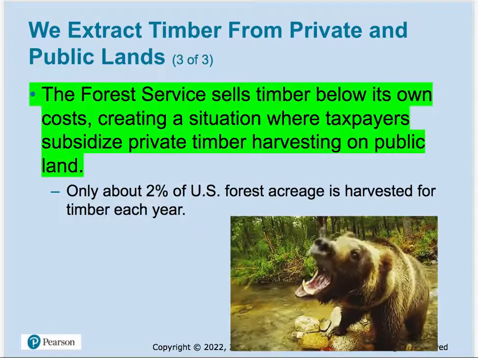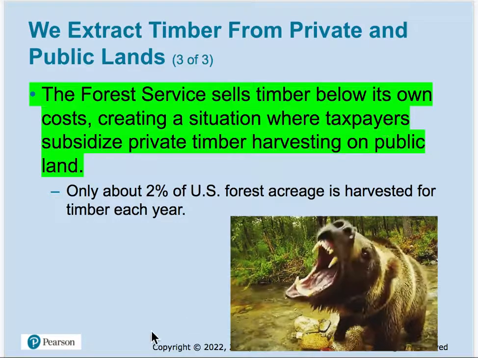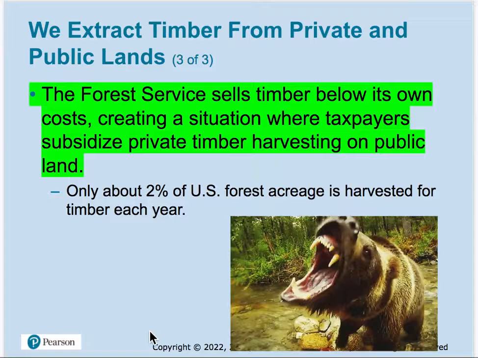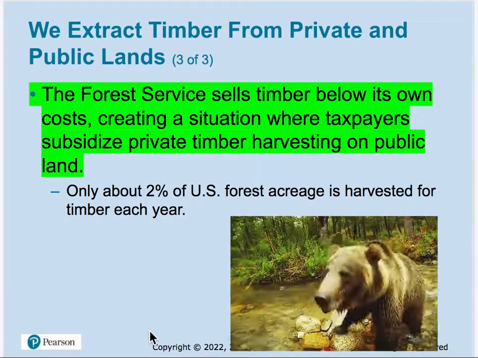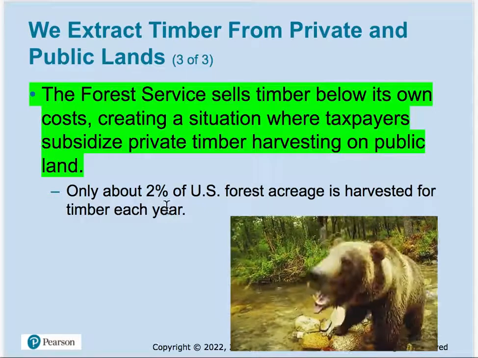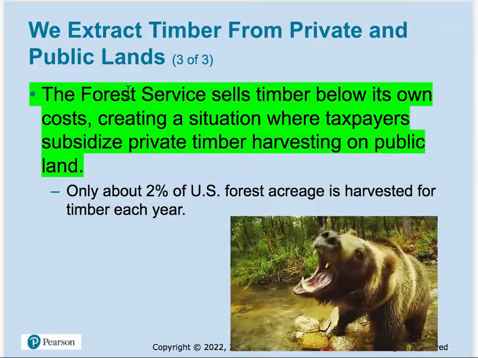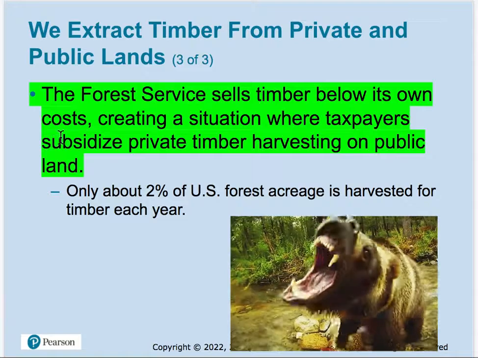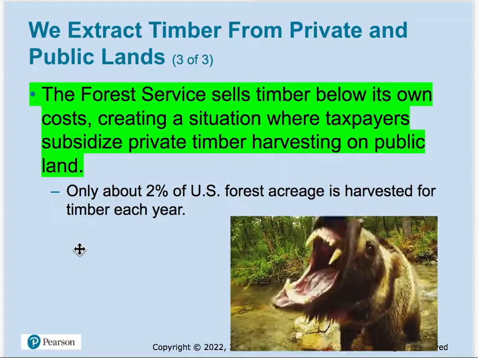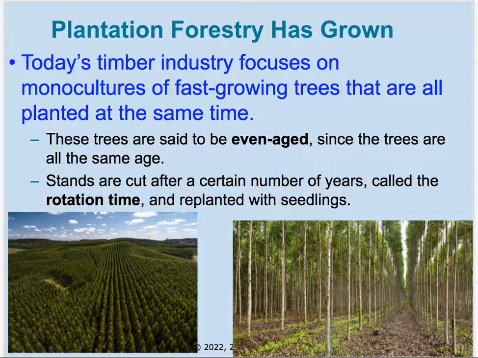meaning people can decide, because they own this land, if they're going to use it for timber or not. The Forest Service does allow some trees to be harvested on our public lands. Only about 2% is harvested each year on our forest land. But the Forest Service actually sells the timber below its own costs, which means you as a taxpayer are actually subsidizing people to cut down the forest because you're paying to make that happen.